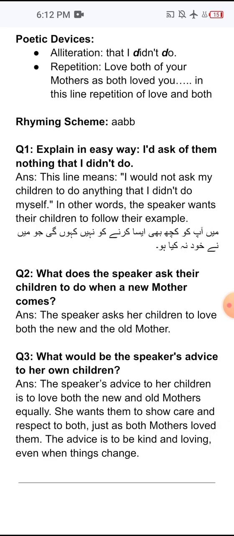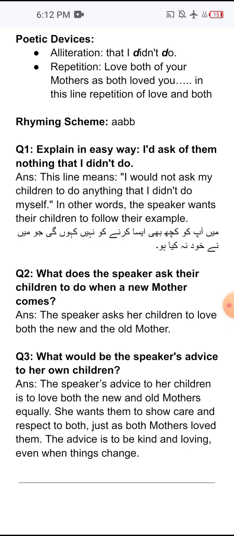Explain in an easy way: "I'd ask of them nothing that I didn't do." This line means I would not ask my children to do anything that I did not do myself. In other words, the speaker wants the children to follow their example.